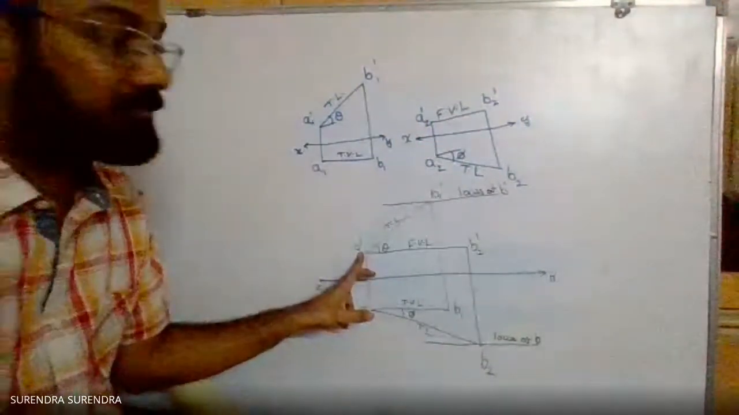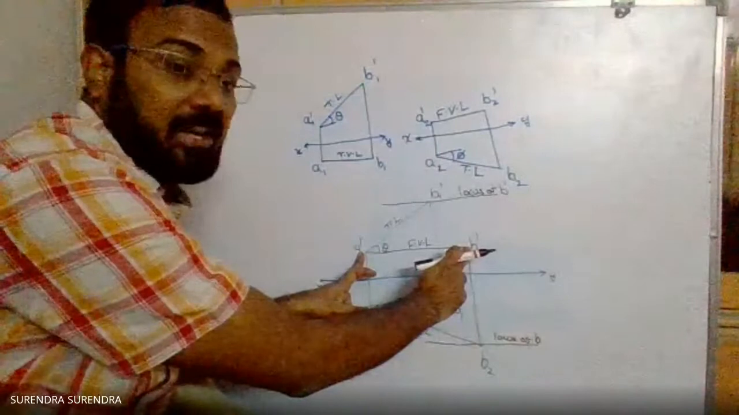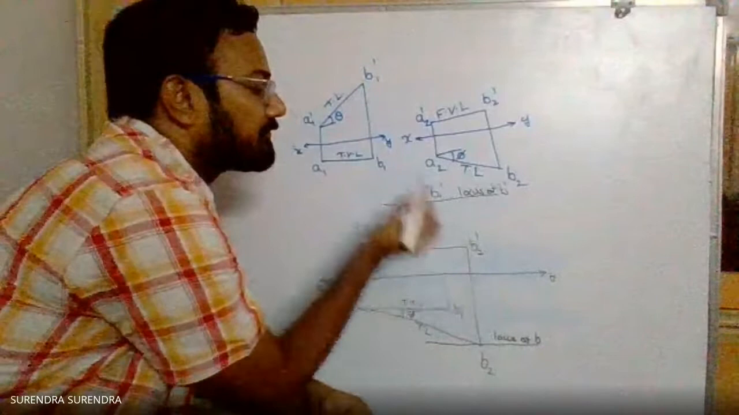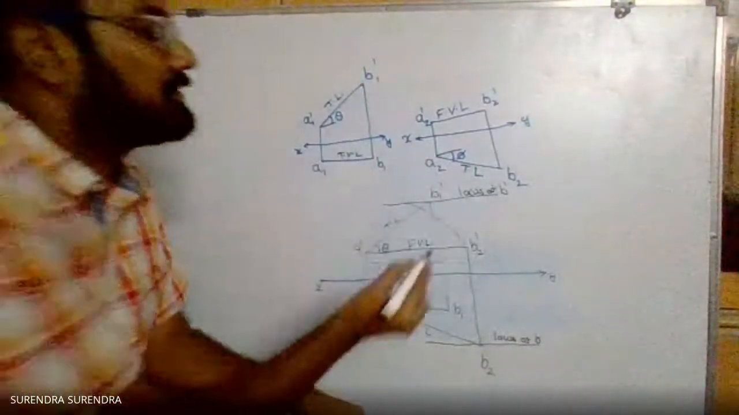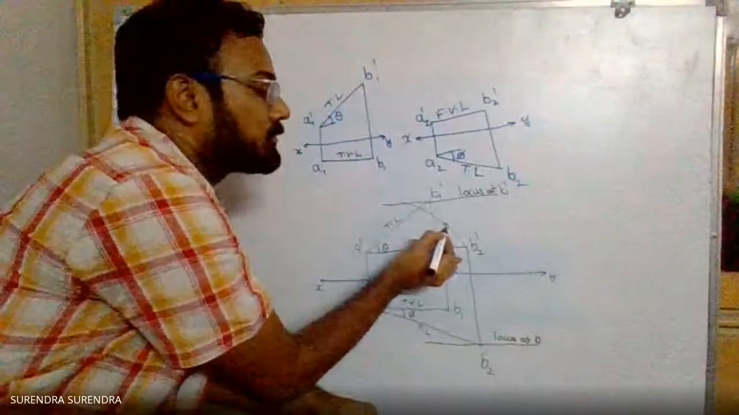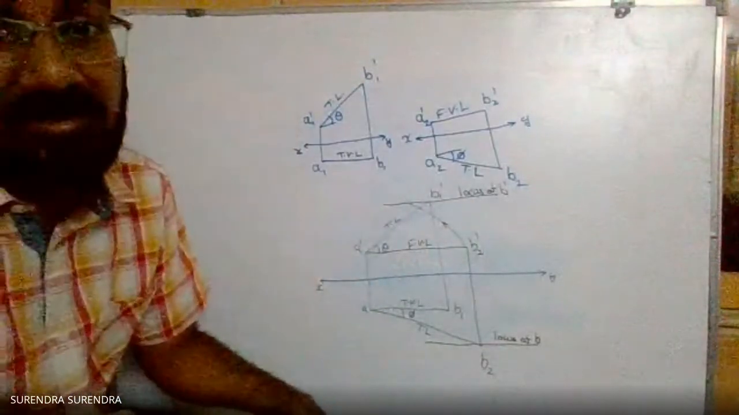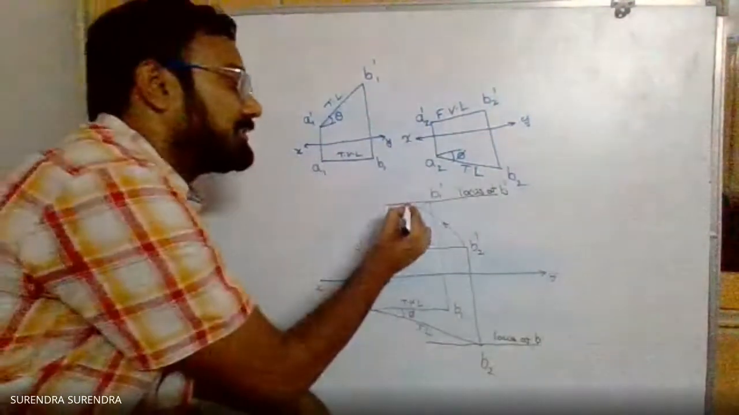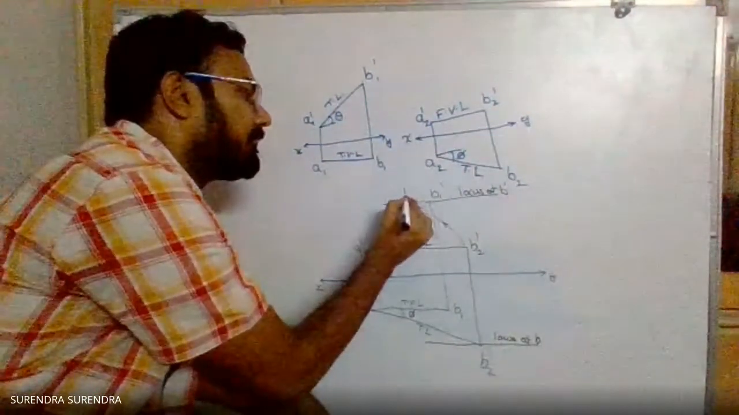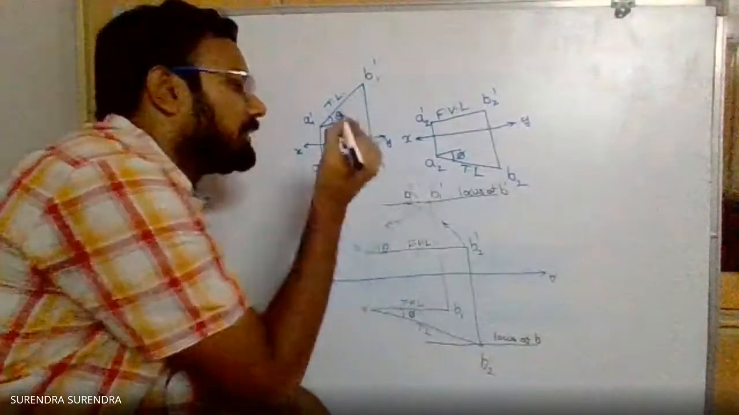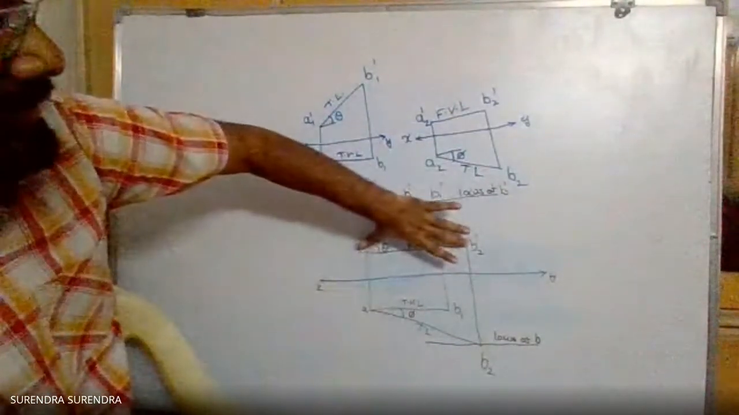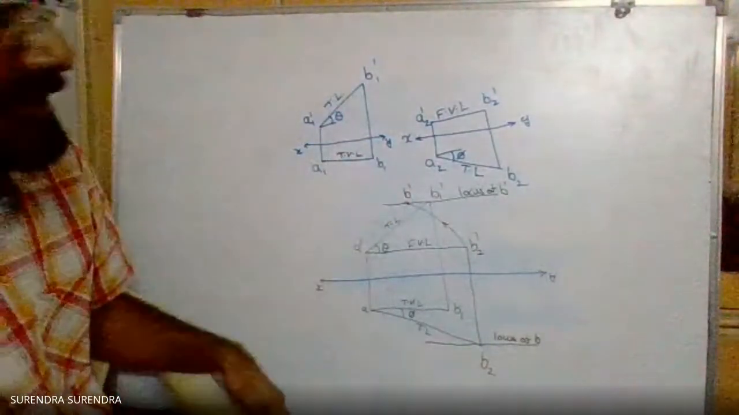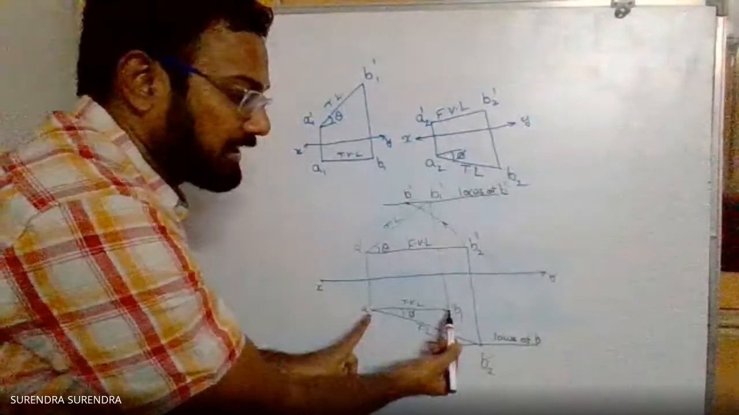Now, for getting the final front view and the final top view, with A dash as center and A B2 as radius, draw an arc up to the locus of B dash, and represent this arrow also, because we are rotating this line. This is the final endpoint B dash. So with the front view length as radius, draw an arc with A dash as center on the locus.